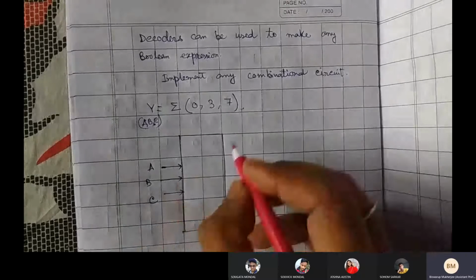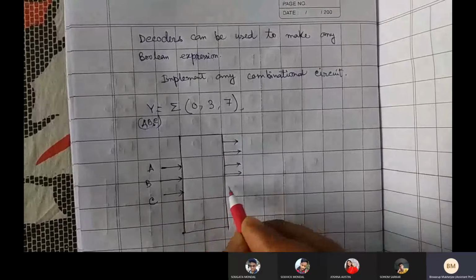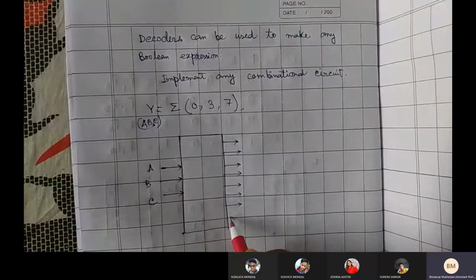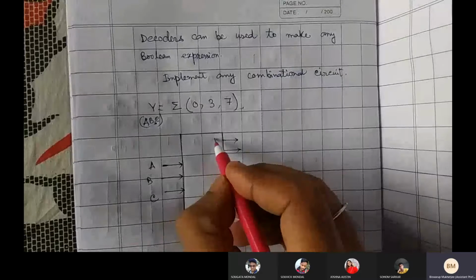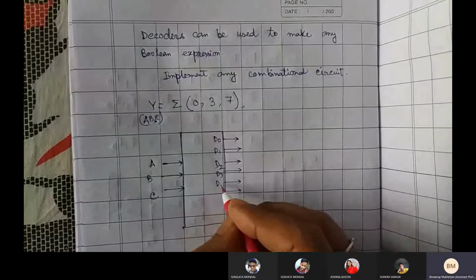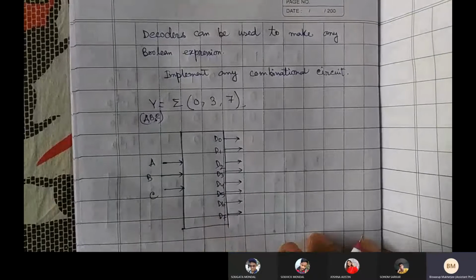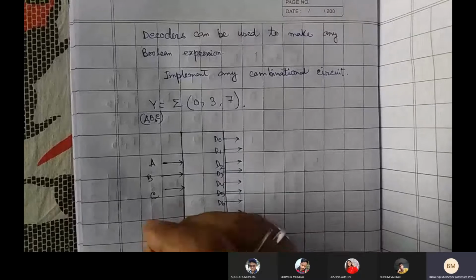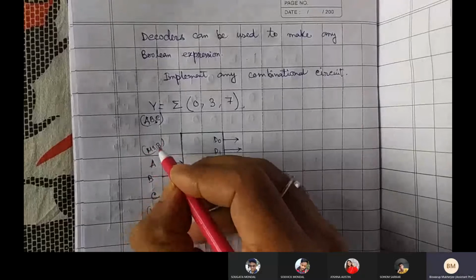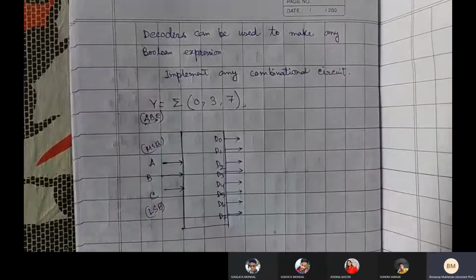Suppose this is ABC and there will be 8 outputs: 1, 2, 3, 4, 5, 6, 7 and 8, likely D0, D1, D2, D3, D4, D5, D6 and D7. Suppose these are the outputs. C is the LSB and A is the MSB, as shown right over here. A is the MSB and C is the LSB.